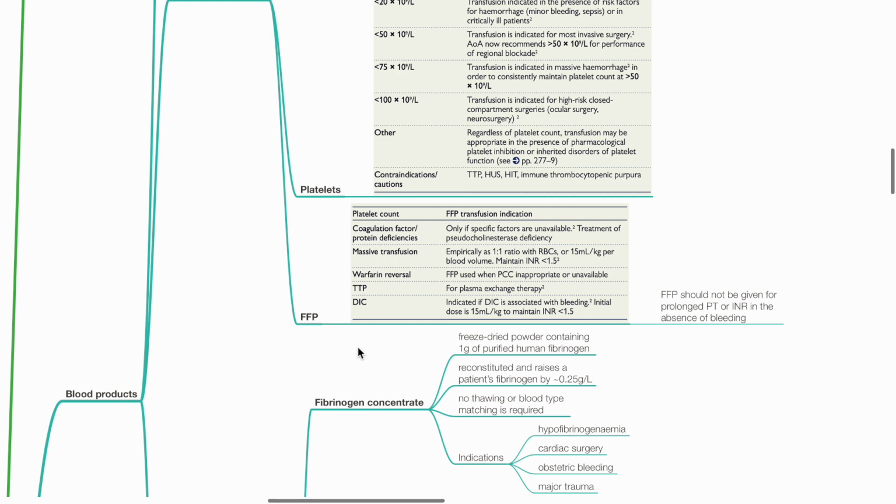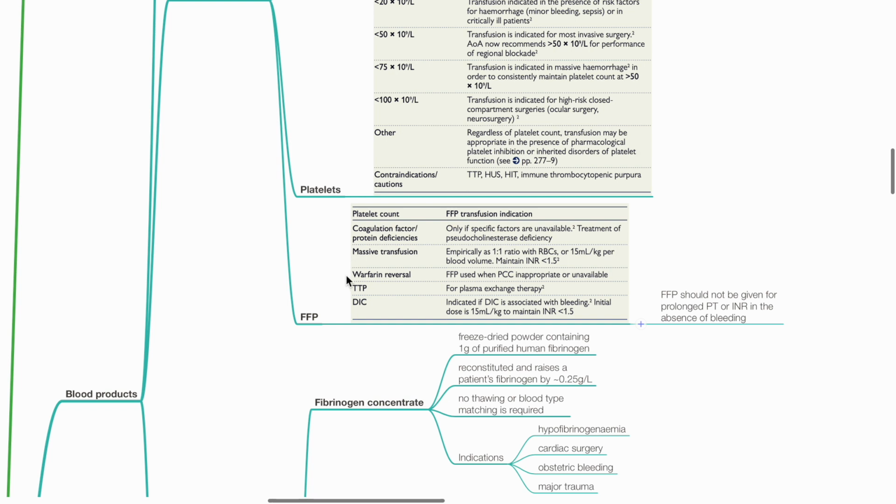FFP transfusion indication includes coagulation factor or protein deficiencies only if specific factors are unavailable. Example of protein deficiency is for treatment of pseudocholinesterase deficiency. FFP is indicated in massive transfusion. It is administered empirically as 1:1 ratio with RBCs or 15 ml per kg per blood volume. Maintain INR less than 1.5.